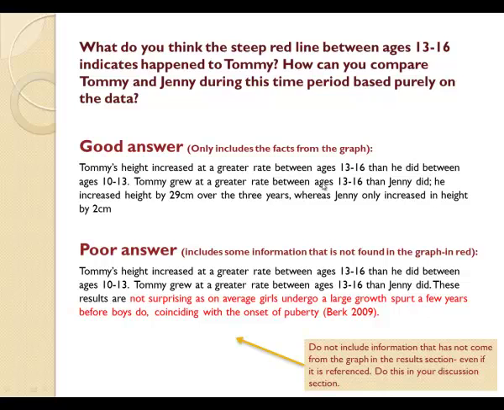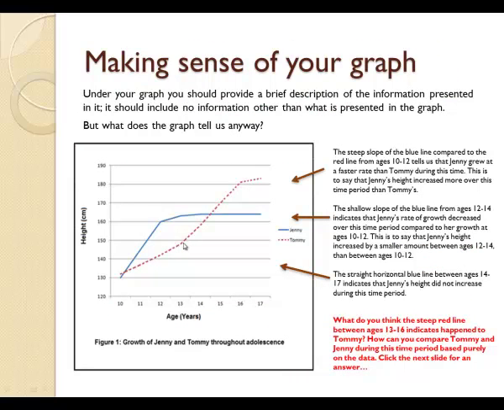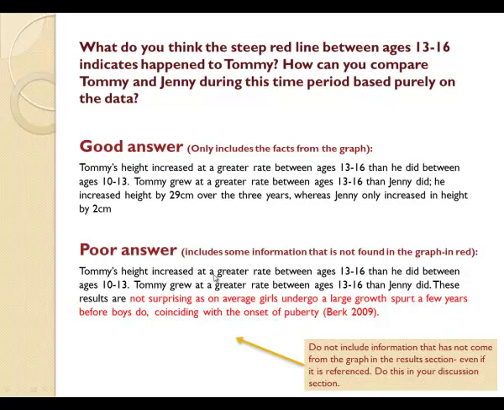Tommy grew at a greater rate between ages 13 to 16 than Jenny did. He increased height by 29 centimetres over the 3 years, whereas Jenny only increased in height by 2 centimetres. Again, whilst he is shorter at age 13 than Jenny is, this steep line indicates that he increased by 29 centimetres between age 13 and 17 or 16, was it? Whereas Jenny, between ages 13 and 16, only increased by 2 centimetres. So yes, that would be a good answer.